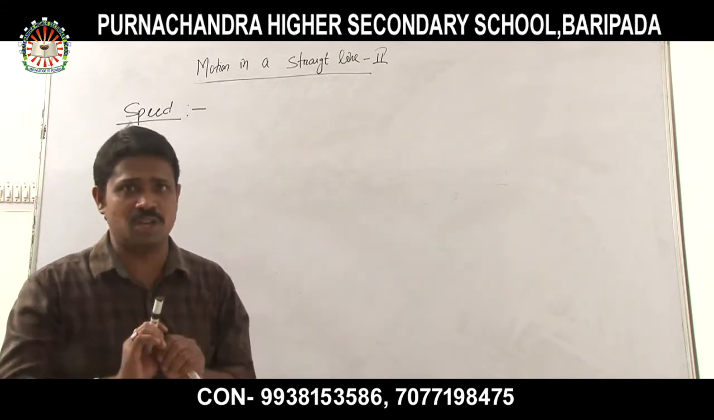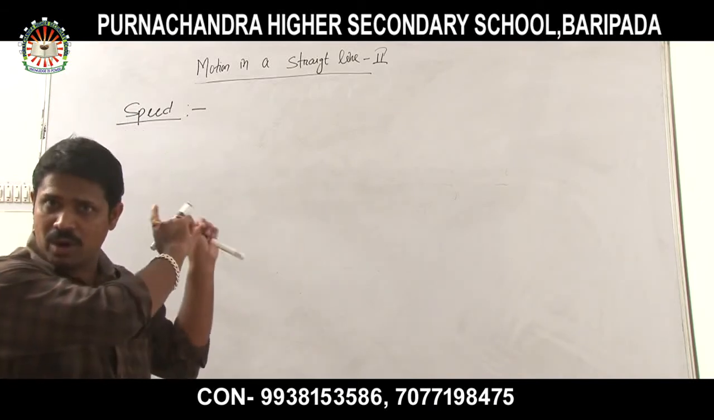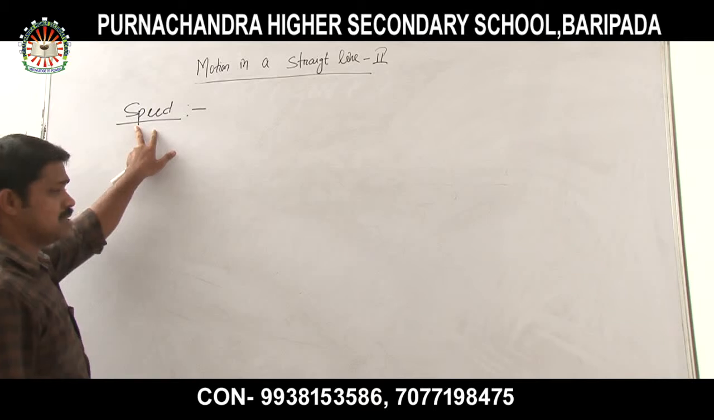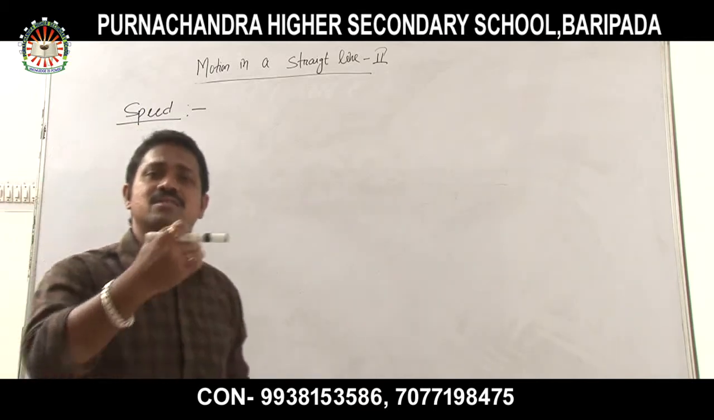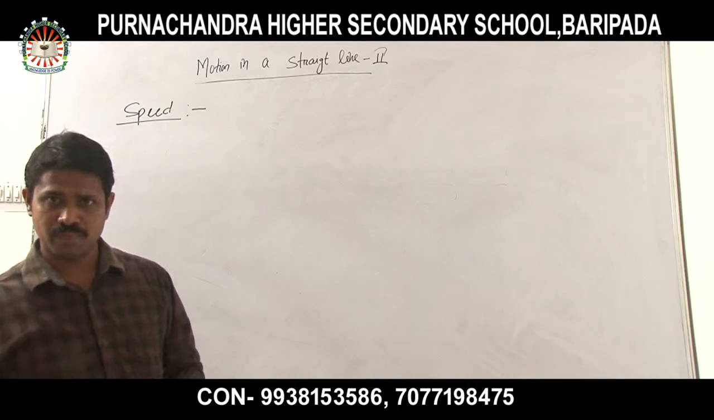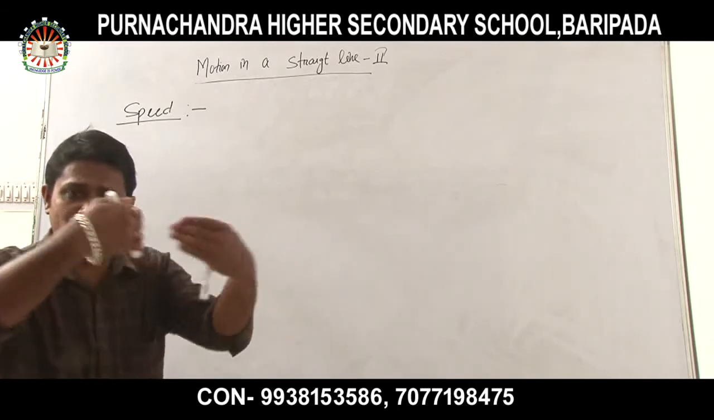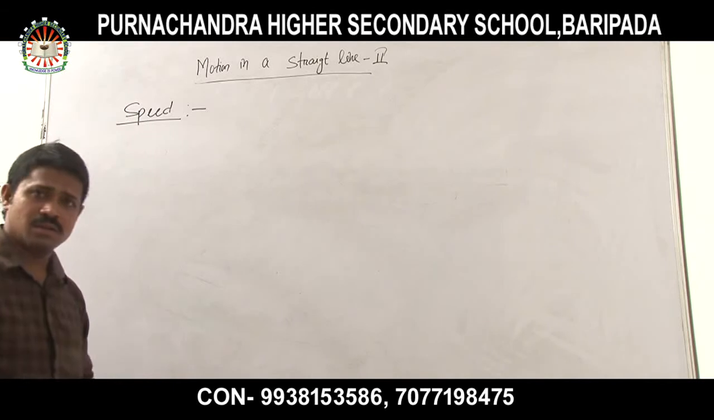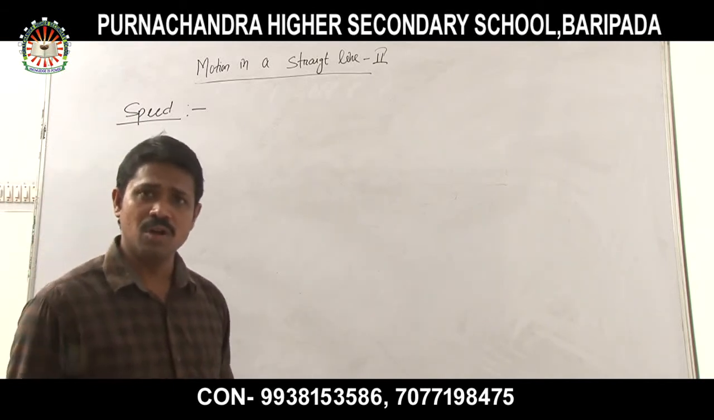Not a particular direction, because it is a scalar quantity, it is not a vector quantity. So direction doesn't matter. So only I can define the speed in this way. The speed is nothing but the rate of change of distance. That means change of distance with respect to time gives me speed. Clear all of you? Very simple.